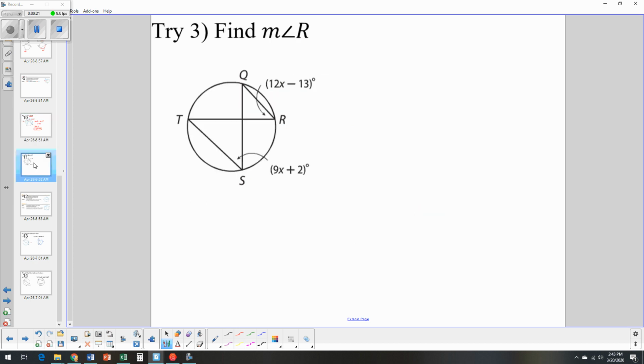So you're going to try that next one. Pause when you're good. Check it. All right, if you did it correctly, you should have gotten x was 5, and then the measure of angle R was 47 degrees. All right, almost done.